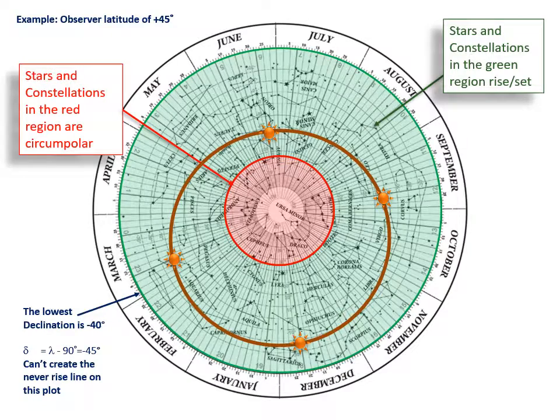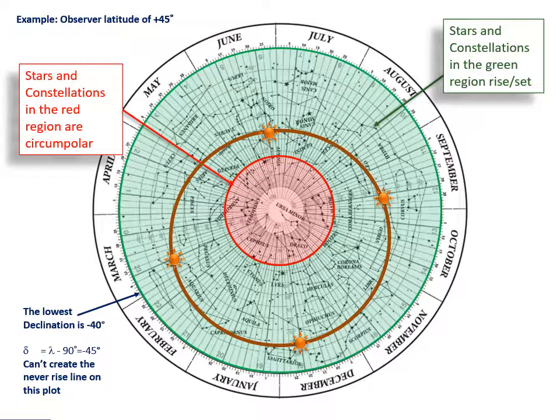The region of declinations greater than the circumpolar declination line are circumpolar stars as seen from a latitude of plus 45 degrees north. The rest of the stars on this chart are rise/set stars as seen from a latitude of plus 45 degrees north. Visually, it can be determined that Ursa Minor, Draco, Ursa Major, Cassiopeia, and Cepheus are circumpolar from a latitude of 45 degrees north.